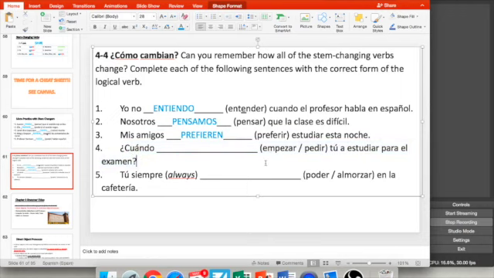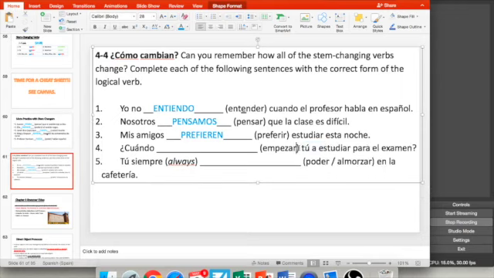Number 4. ¿Cuándo empezar tú a estudiar para el examen? ¿O cuándo pedir tú a estudiar para el examen? Well, when to begin you to study to the exam, or when to order you to study for the exam. So it makes more sense to say when did you begin. So we're going to take empezar. We know that it has a stem change from E to IE. It is the second E that changes. We get empiezar. Chop off your AR. And in the tú form, we need to add an AS on the end. Empiezas. When did you begin to study for the exam?